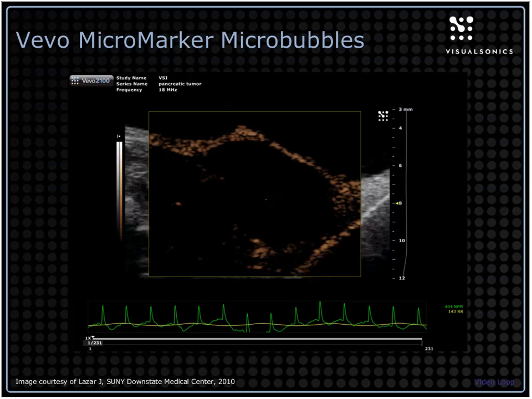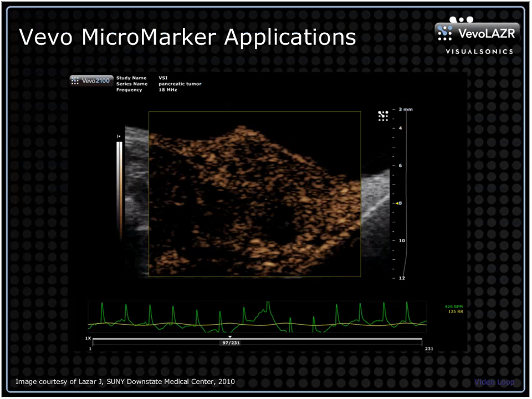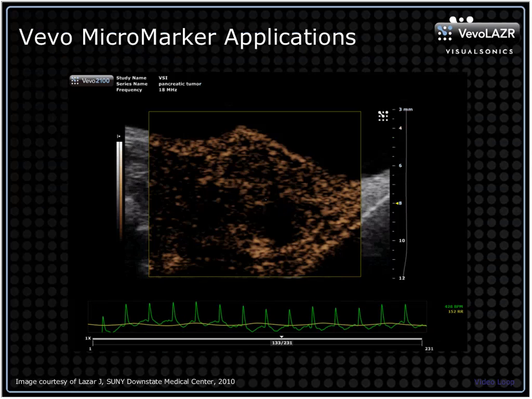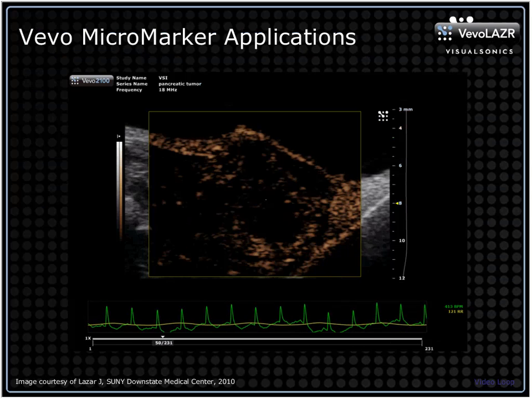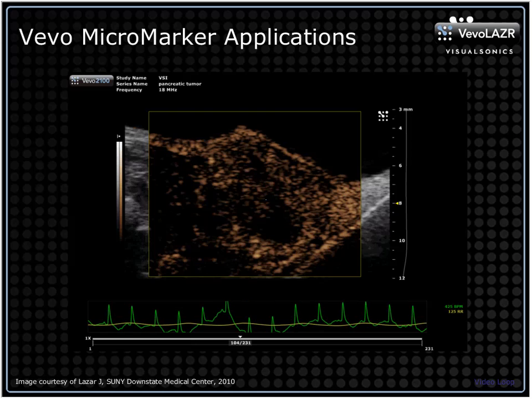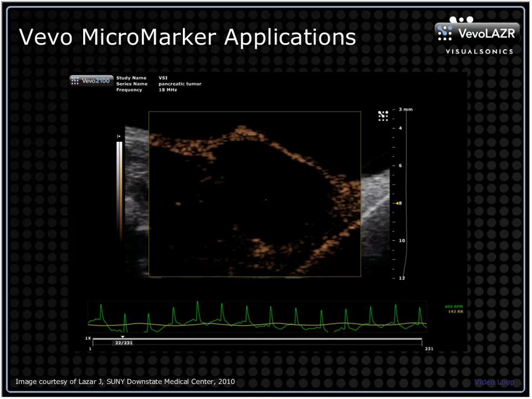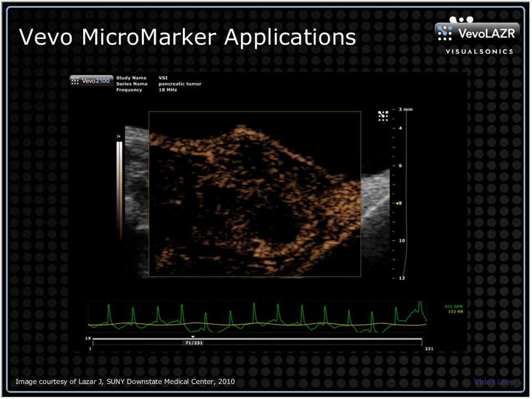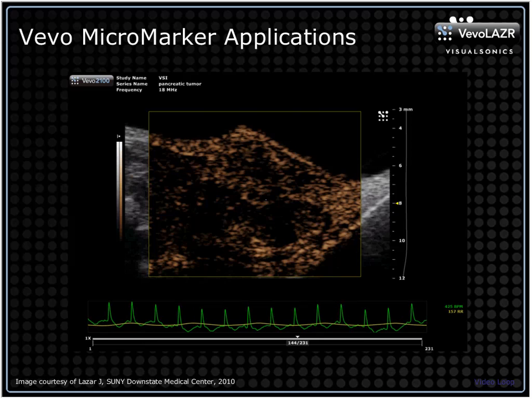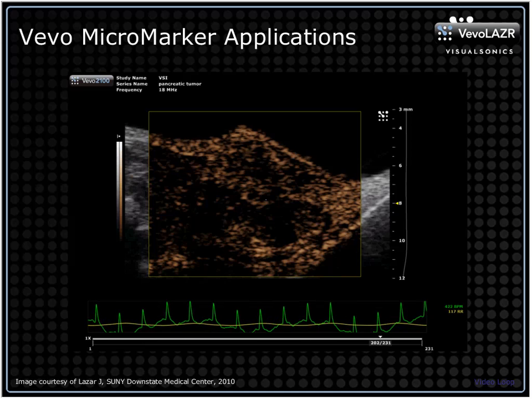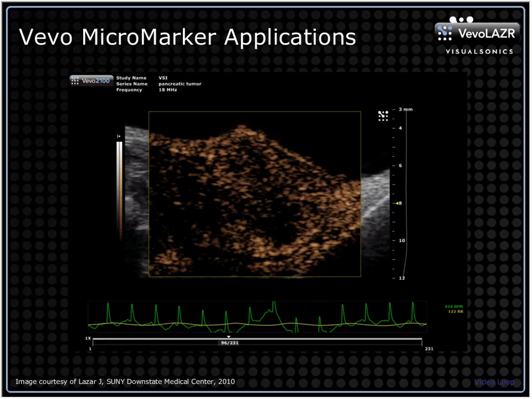And this is an example of what that looks like. When this video loops over, you'll see in the background at the sides of the image the regular B-mode image, and then overlaid on top of that is the nonlinear contrast signal. This is an orthotopic pancreatic tumor. We're injecting these microbubbles into the circulation of the animal via the tail vein, and you can see the accumulation of the signal as it comes into the circulation and perfuses this tumor.